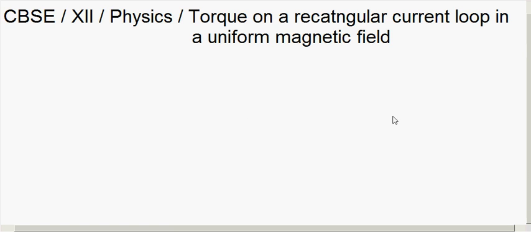Good morning. In today's session, we will find out what is the torque acting on a rectangular current loop which is placed in a uniform magnetic field. We know that when a current carrying conductor is placed in a magnetic field, it experiences a force. Now here we have a rectangular current loop.